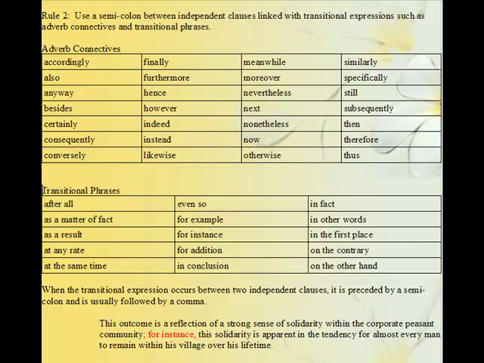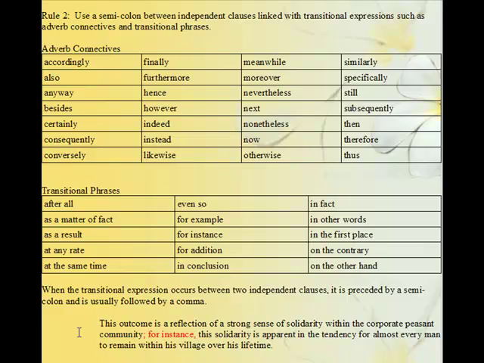Transitional phrases: after all, as a matter of fact, as a result, at any rate, at the same time, even so, for example, for instance, in addition, in conclusion, in fact, in other words, in the first place, on the contrary, on the other hand. When the transitional expression occurs between two independent clauses, it is preceded by a semicolon and is usually followed by a comma.